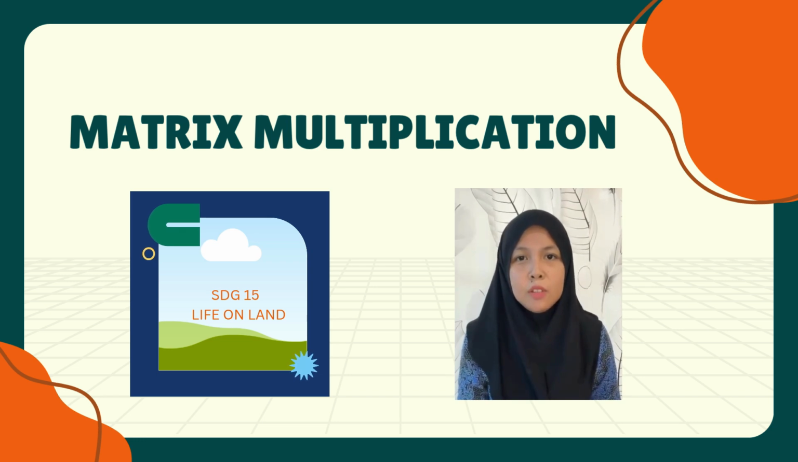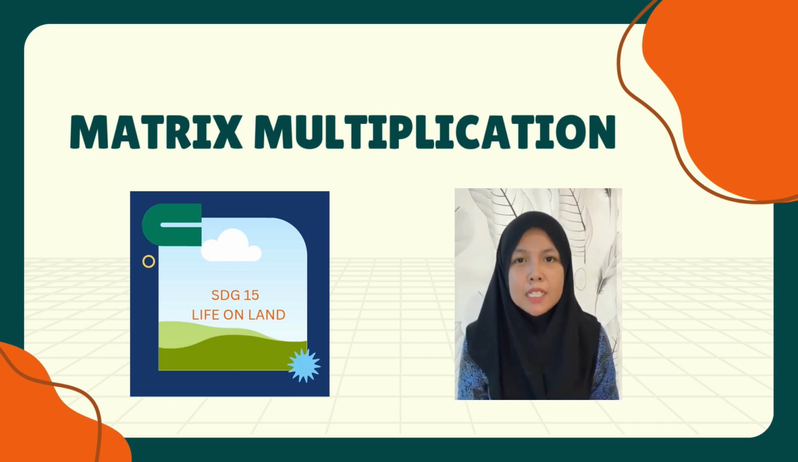This goal focuses on protecting forests, restoring ecosystems, preserving biodiversity, and encouraging sustainable use of natural resources. We will use matrix multiplication to calculate the budget needed for a tree planting program. Through this activity, we will see how mathematics can contribute to environmental conservation and sustainable development. So, let's begin our lesson.